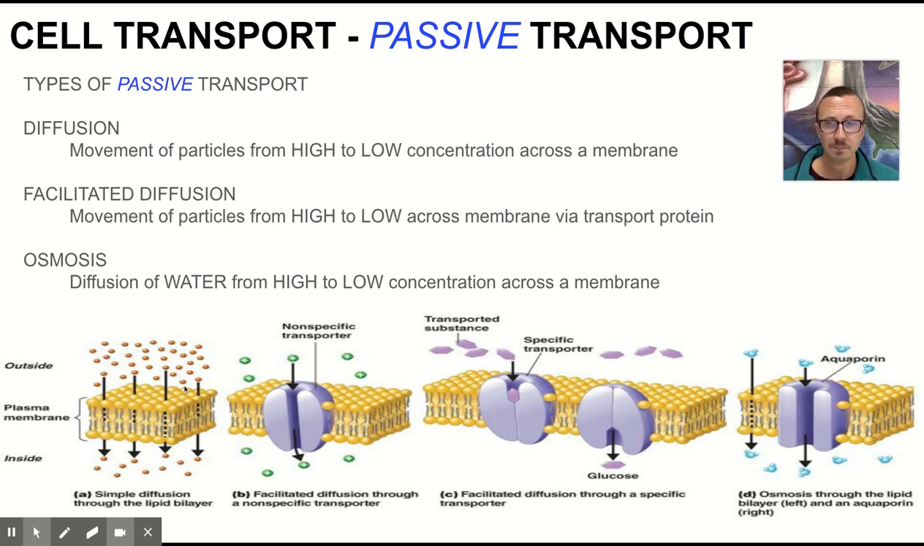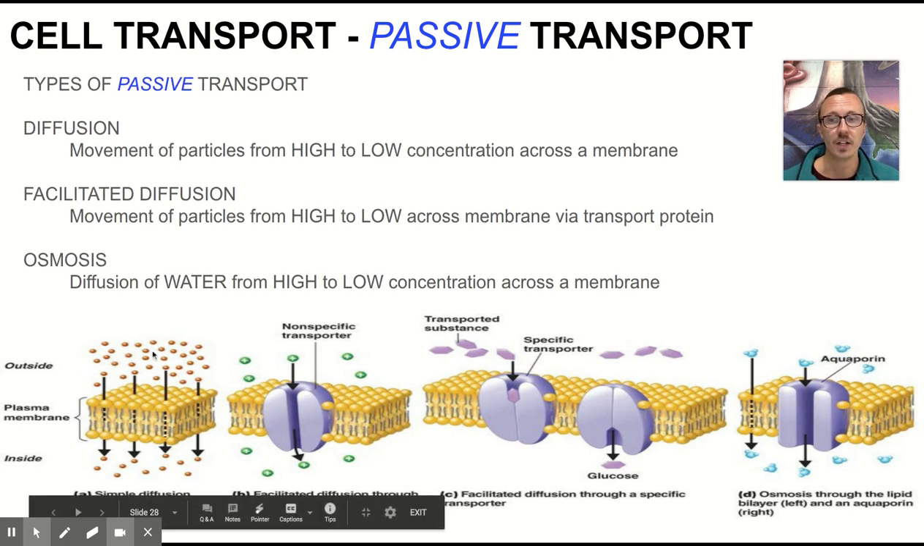So you can see that over here, right? So here we got a lot of molecules. They're highly concentrated, and they want to spread out. And so they could simply diffuse through the membrane, and we call that simple diffusion. They don't need any help. They can easily diffuse through the membrane and spread out. And there's no energy required, so it's passive.